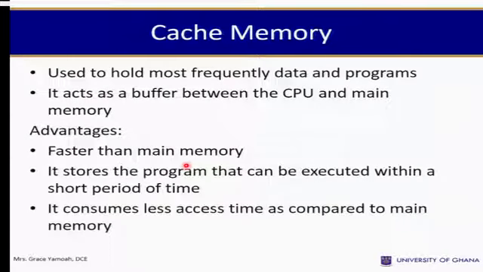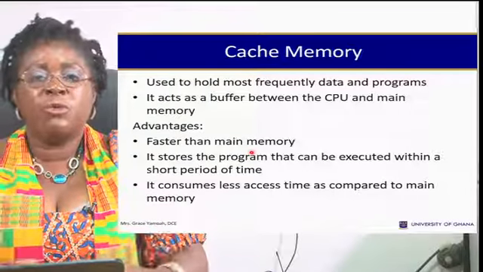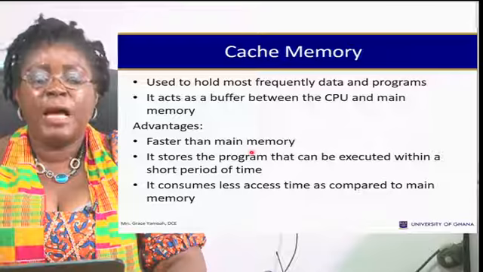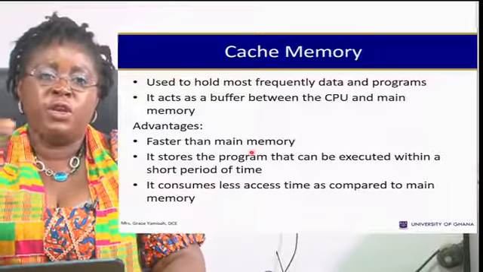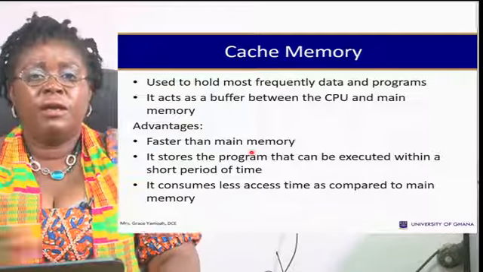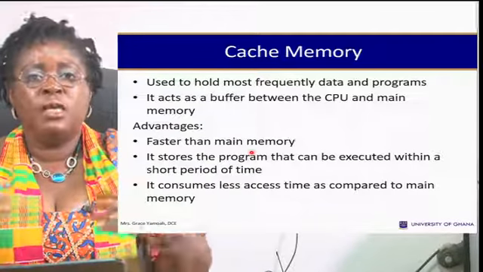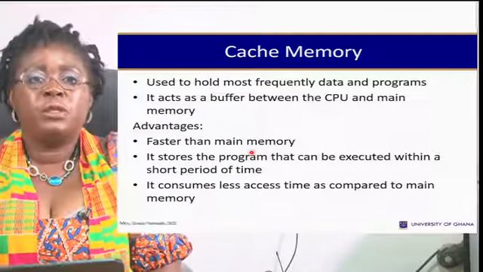Cache memory is used to hold the most frequent data and programs. During processing, we have the cache on standby so that repetitive instructions, the ones that occur several times, are stored in it, so that you don't always have to go and fetch them from the memory into the registers. So it makes the activity faster.